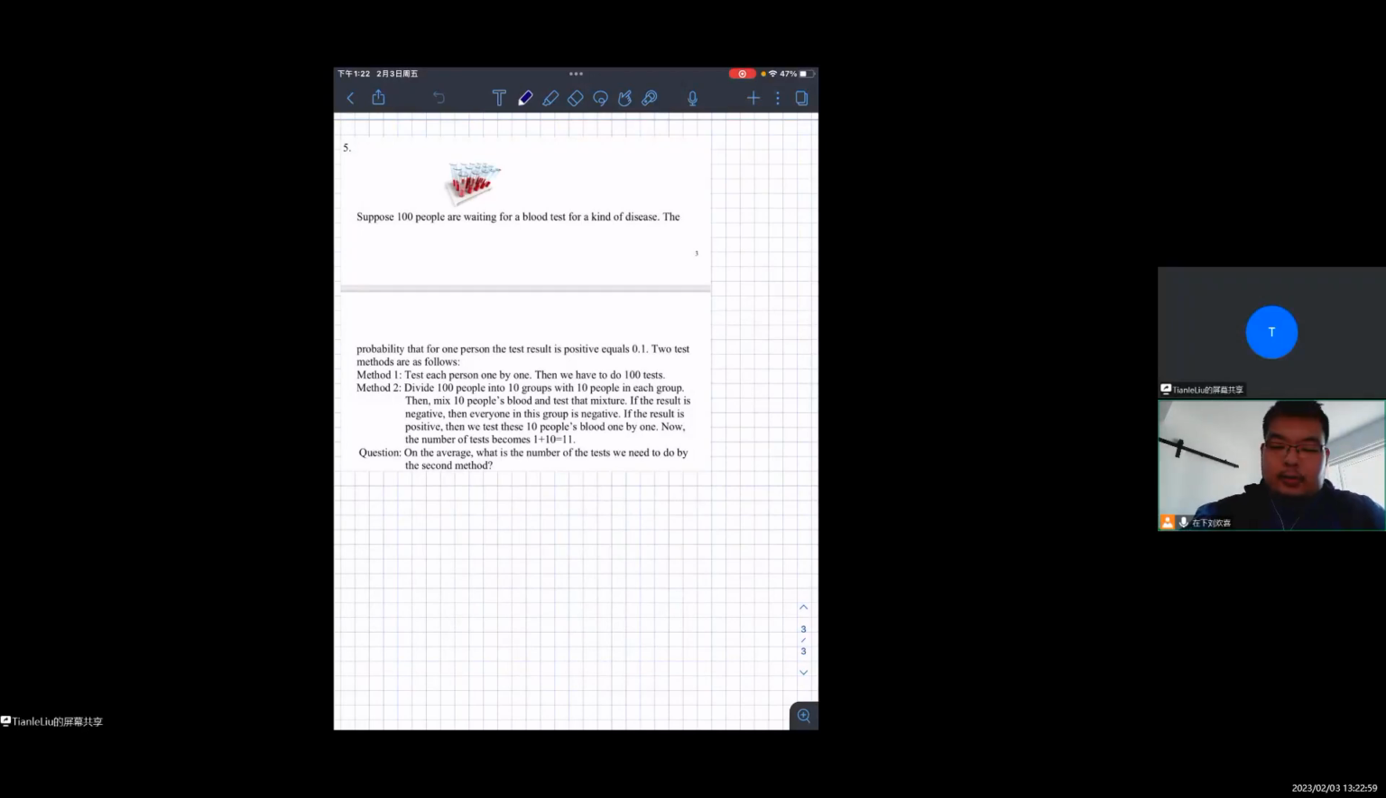First, we have to review the problem. We can see that there are two methods to do the blood test. The first one is to do all the tests, so it's totally 100 tests. But now we focus on method 2. It divides 100 people into 10 groups, and each group has 10 people.